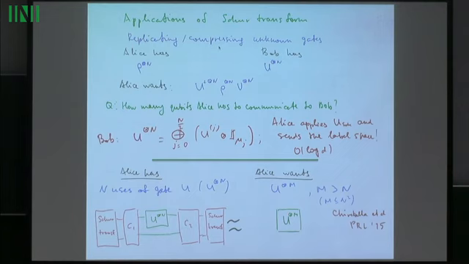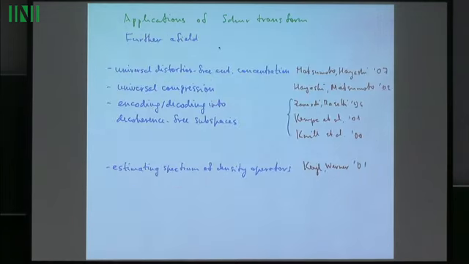So further afield, again, this is just a very small selection of applications where the Schur transform plays a role. A lot of papers are actually various permutations of Matsumoto and Hayashi as authors. One of them is universal distortion-free entanglement concentration. Then there are papers that talk about universal compression of quantum information. And then there's a whole body of work on encoding and decoding into these distortion-free subspaces, and also estimating the spectrum of density operators by Keyl and Werner. Again, this was long before we actually knew that the Schur transform could be efficiently implemented on a quantum computer.